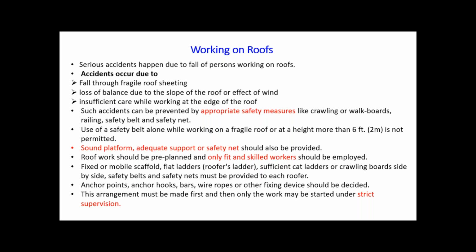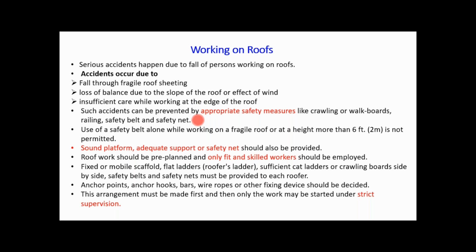And then another special work permit system is for working on roofs. We have already discussed these things in one of the videos on working at height. I will go through the points: accidents occur due to falls through fragile roof sheeting, loss of balance, and insufficient care while working at the edge of the roof. These are the main causes of accidents when workers work on roofs or at height.